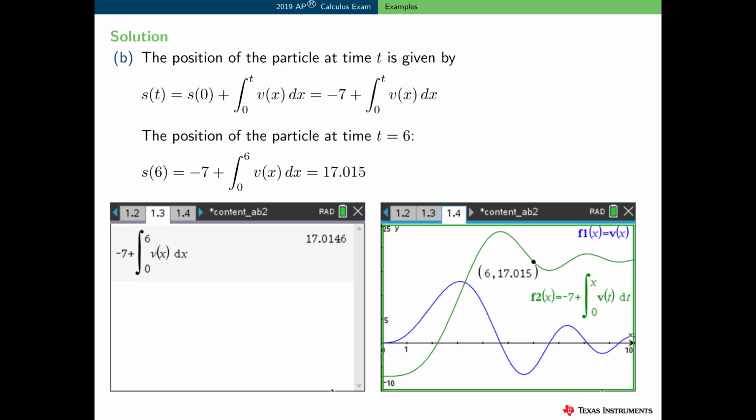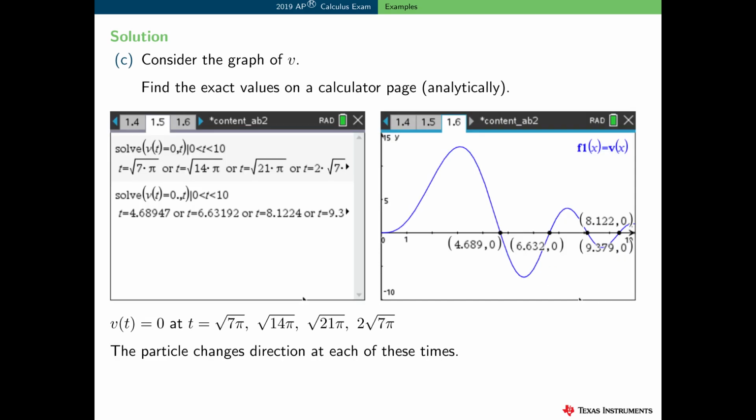Here's a graph of both the velocity and the position function on the same coordinate axes. And here I evaluated the position function at time t equals 6. And here's the confirmation solution on a calculator page. In part C, we need to find the times at which the particle changes direction. So for me, first, a little exploration on a graph page.